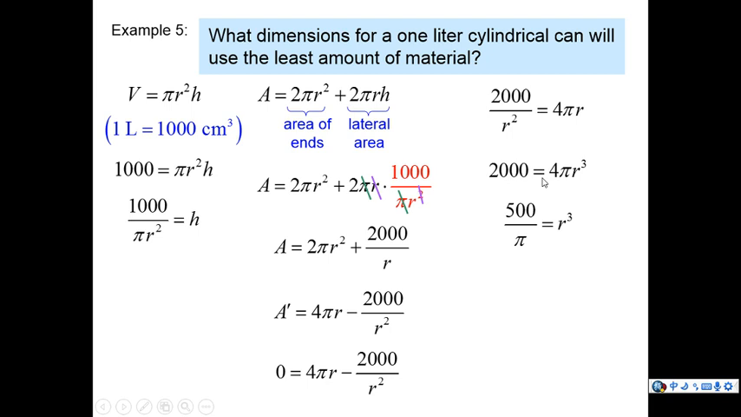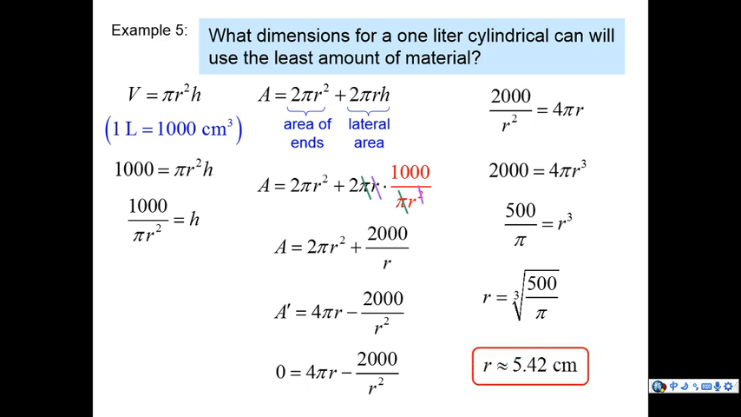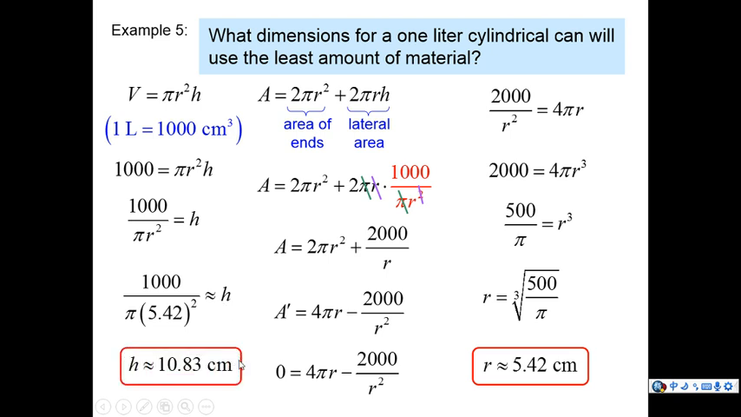So we need to isolate the constant, divide by pi, and then take the cube root of the whole quantity. The radius is about 5.42 centimeters. Then plugging the number back into the original auxiliary equation for the volume, we got 1,000 divided by pi times 5.42 quantity squared, and that's the height. So the height is about 10.83 centimeters.